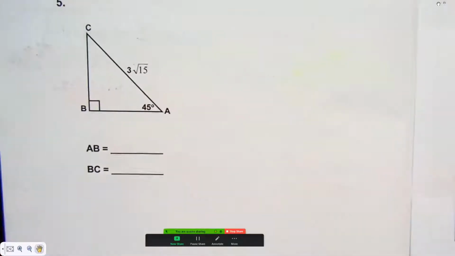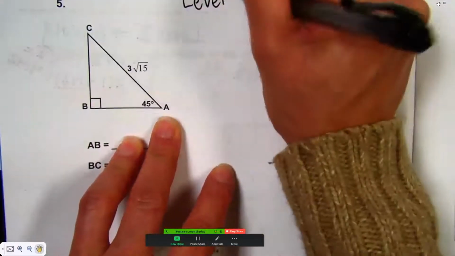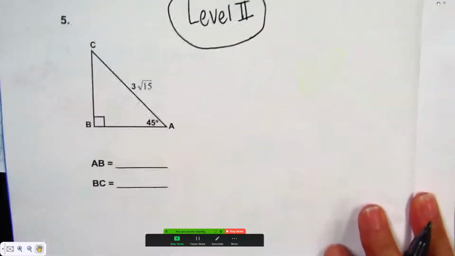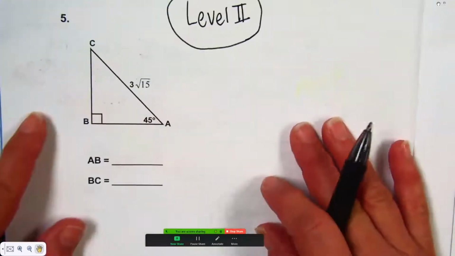Okay, so last example of the day, this is just going to be problem number 5. And again, please write, this is a level 2, which means you got to do some solving. Not bad, but you do have to solve.